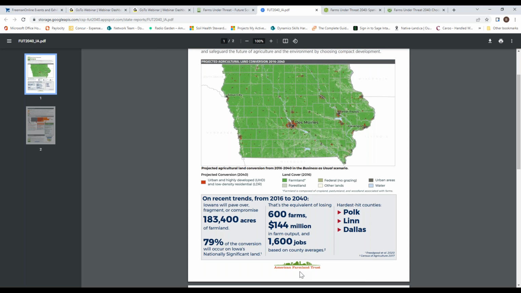And using the 2017 Census of Agriculture, we did some analysis, and it looks like it could result in the loss of 600 farms, 144 million in lost farm output, and the loss of 1,600 jobs associated with agriculture in the state. And then here, just quickly on the right, you see that we have put the 3 hardest hit counties, and Jean and Beth are going to talk about this in a minute: Polk, Linn, Dallas are the 3 that are hardest hit, and we can look at those further.